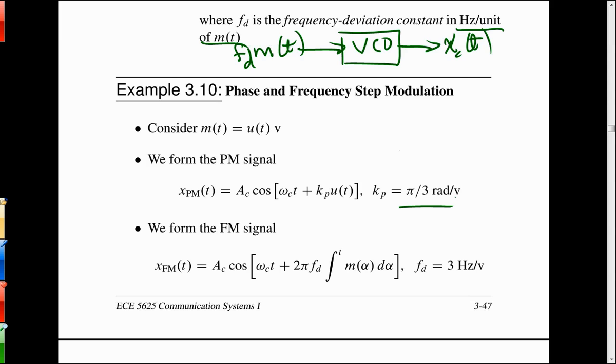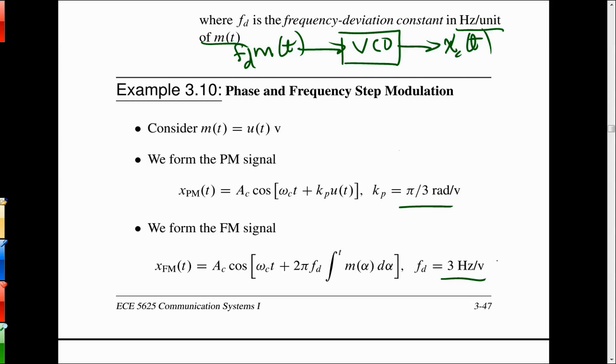So if I was to go through this modeling, when I put my signal in and it steps by 1 volt, I'll instantaneously step the phase of the carrier by pi over 3 radians. And when I go the FM signal route, when I step the input to the modulator with a step of 1 volt, it'll hit this 3 hertz per volt, and it will produce a 3 hertz frequency step at the output. I mean, the frequency of the carrier will jump by 3 hertz.